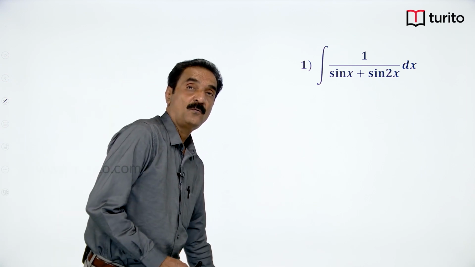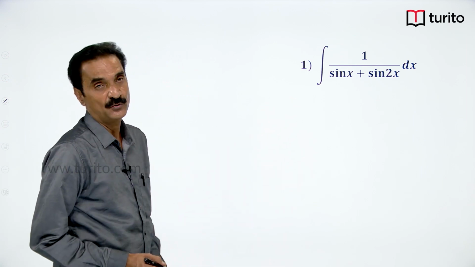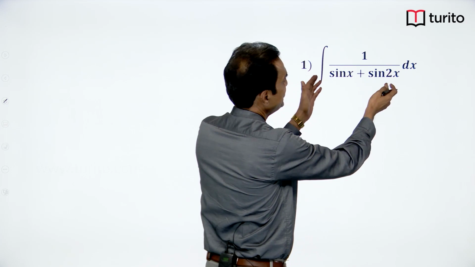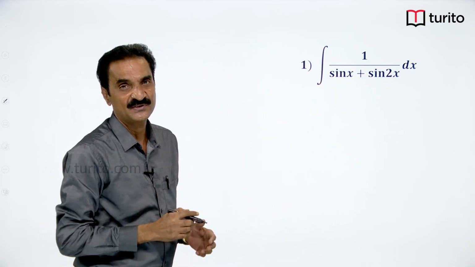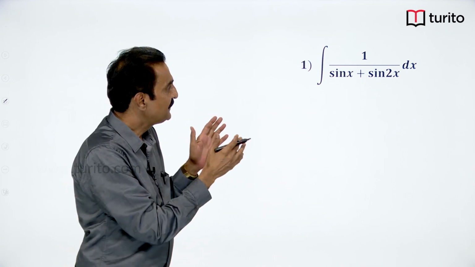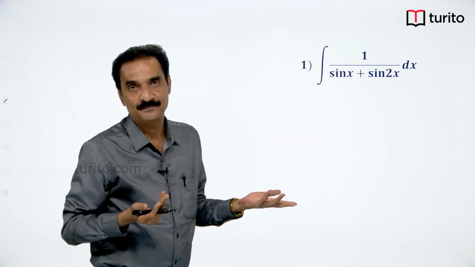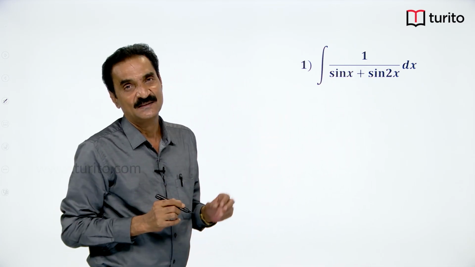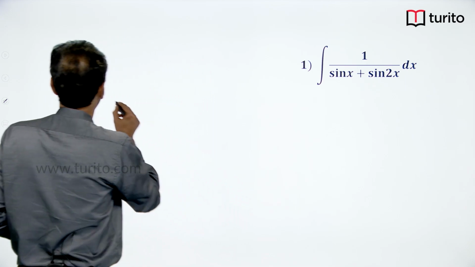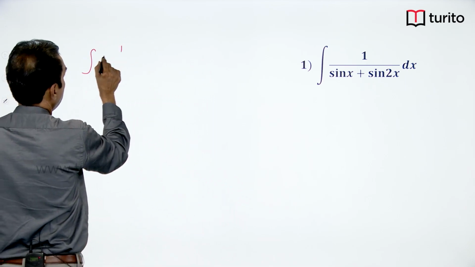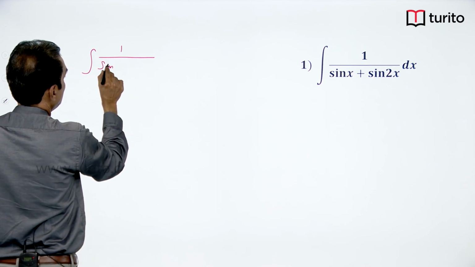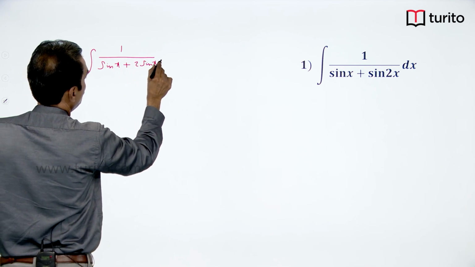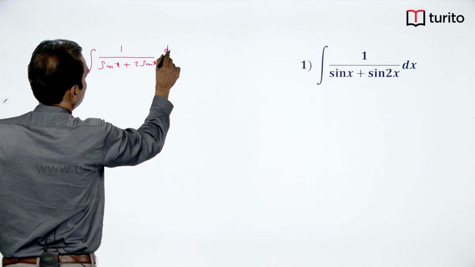Integral 1 upon sin x plus sin 2x. Usually when sin x plus sin 2x is there, you will try to combine them by applying transformations. But here, even if you combine, you will get a product. Then what will you do? So, if you write sin 2x as 2 sin x cos x, 1 by sin x plus 2 sin x cos x dx.